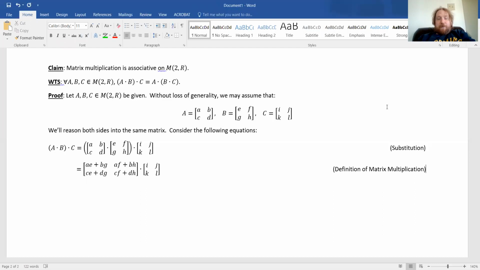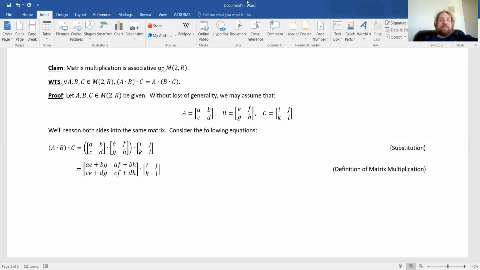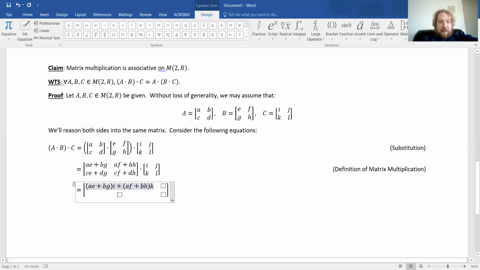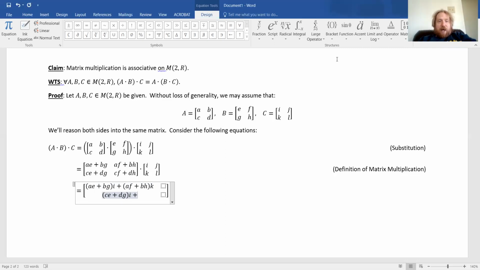Now, let's do the same thing. Let's do the next product out. We're going to have AE plus BG times I plus AF plus BH times K. Then we're going to have CE plus DG times I plus CF plus DH times K. That's the first column.